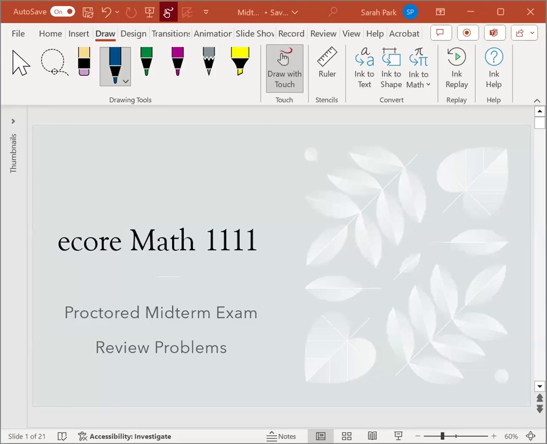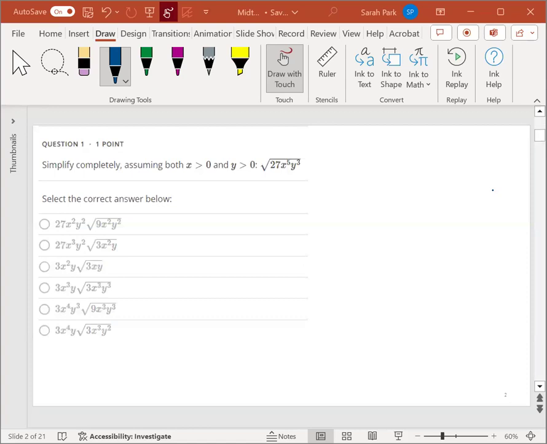Hello, everyone. In this session, we're going to take a look at the proctored midterm exam review problems. Okay, so question one, I'm going to simplify square root of 27 x to the fifth, y to the third.